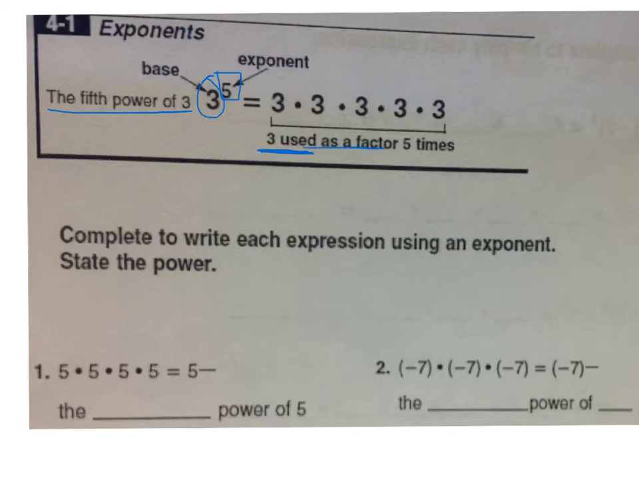We're going to use it as a factor, multiply it by itself. And the exponent tells us how many times to use the base as a factor. In this case, 3 to the fifth power means we're taking the base of 3 and multiplying it by itself, using it as a factor 5 times. Now when we write a power with a base and an exponent, that's called using the exponential form.